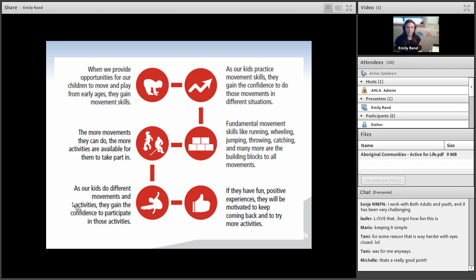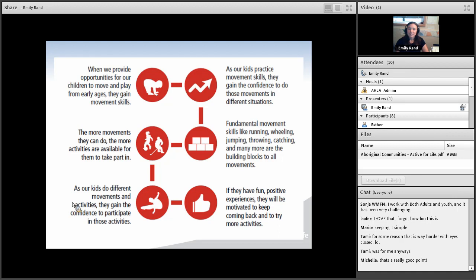We say life is an active event. When we provide opportunities for our children to move and play from early ages, they gain movement skills. As our kids practice movement skills, they gain the confidence to do those movements in different situations. Fundamental movement skills like running, wheeling, jumping, throwing, catching, and many more are the building blocks to all movements. The more movements they can do, the more activities are available for them to take part in. As our kids do different movements and activities, they gain the confidence to participate in those activities. And if they have fun, positive experiences, they will be motivated to keep coming back and to try more activities.